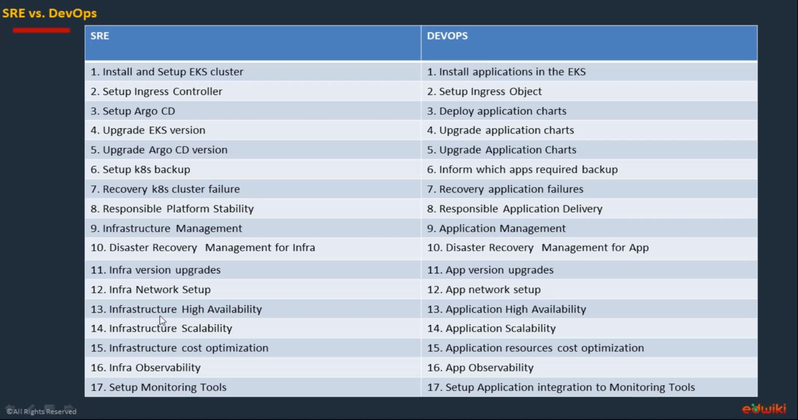You see here, the infrastructure high availability is taken care of by SRE. That means what happens if my EC2 server goes down? Who takes care of that? If the EC2 server goes down, how to recover that? How to bring the EC2 server back? How is auto scaling configured at the EC2 server level? All these things will be done by SRE.